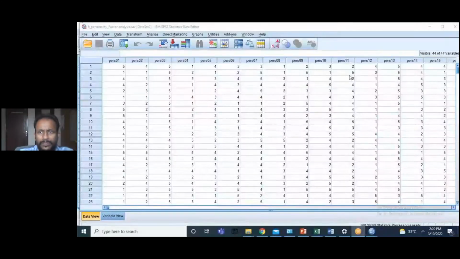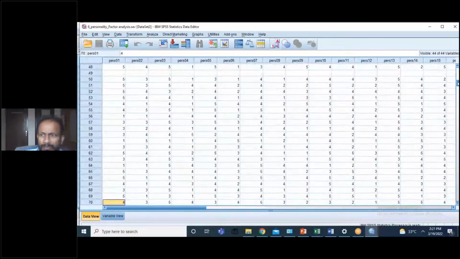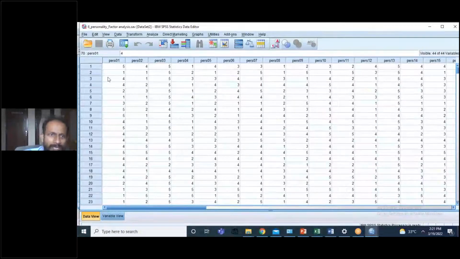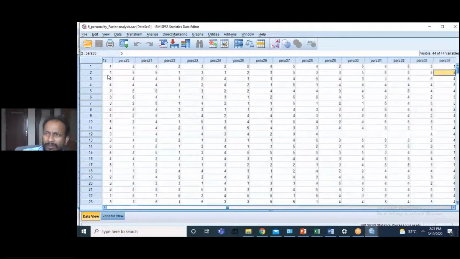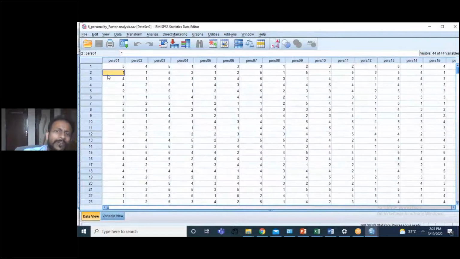Okay, fine. So now you are able to see the SPSS screen for factor analysis. Here, first we need to understand the concept of factor analysis. You can see this is about the data. How many samples does this data have? Almost 459 samples are there. And when we talk about the variables, how many variables are there? 44 personality variables.